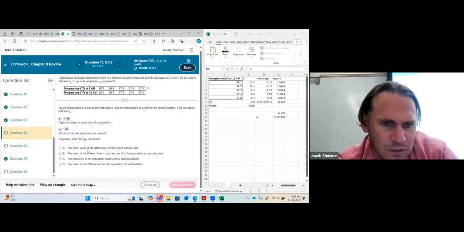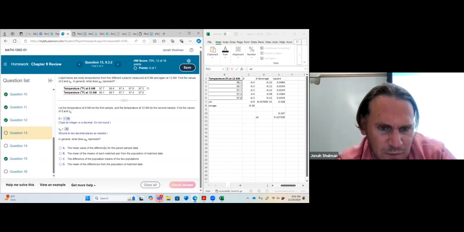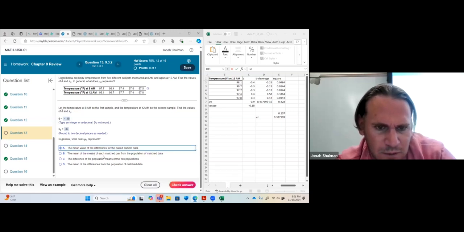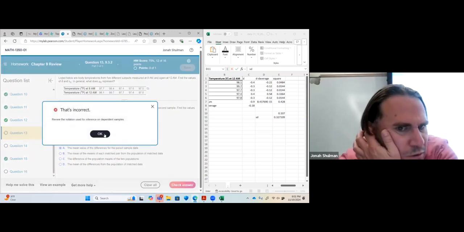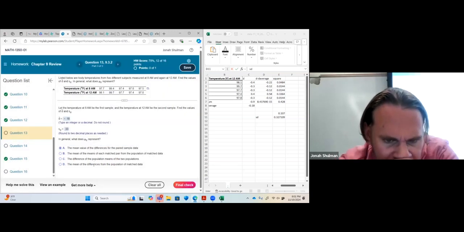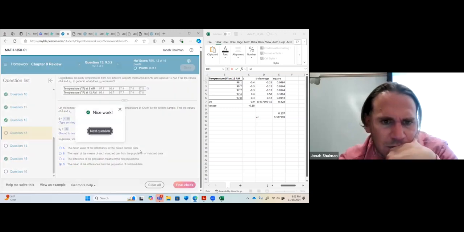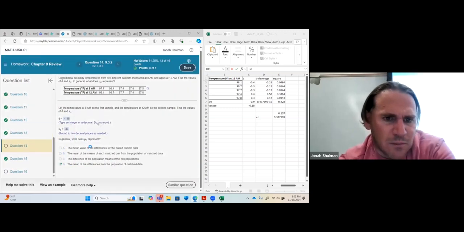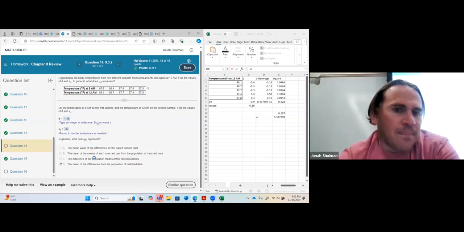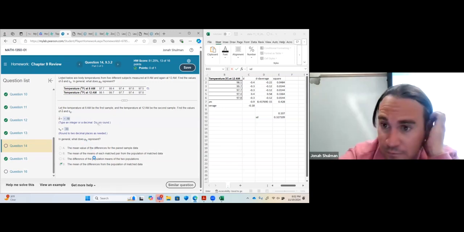Nice work. In general, what is the mean of this? The mean value of the differences of the paired sample data, the mean of the means of each. No, I like this one. The difference of the populations of the two means. I think it's A. Oh, all right. Yeah, I think it's this one, because this means like bigger population. That's like the total. I almost got one wrong. That would have been rough.